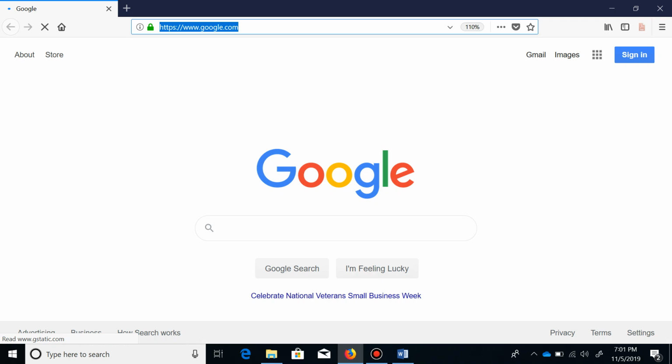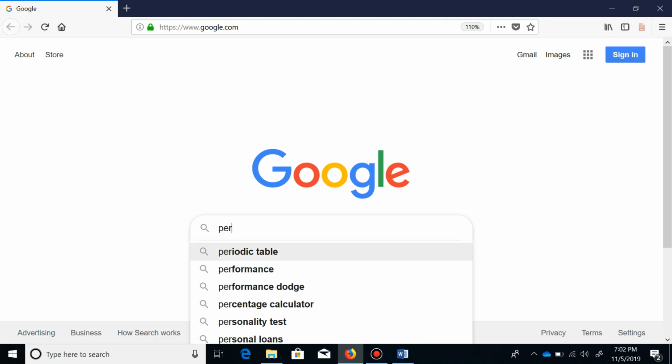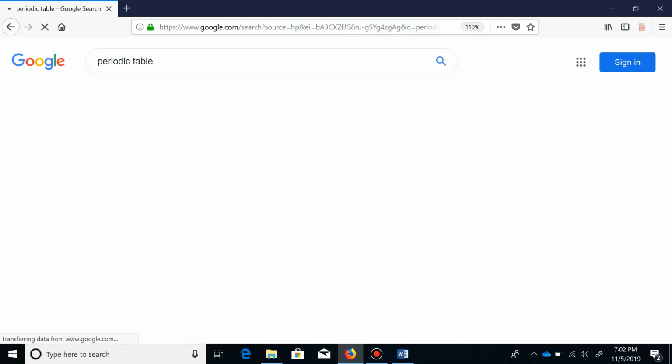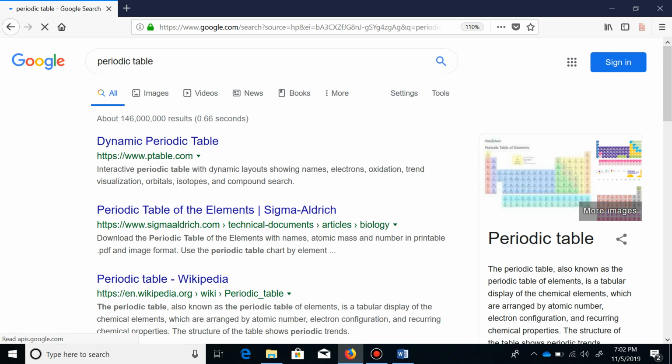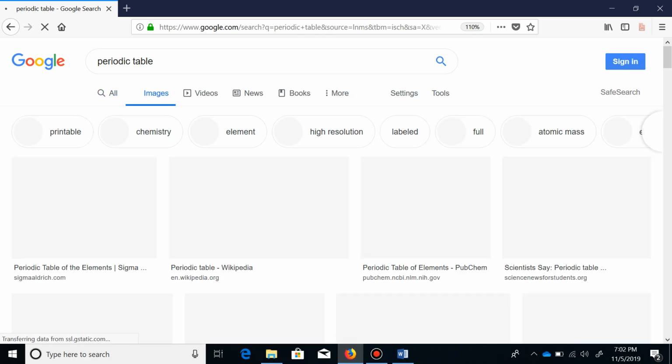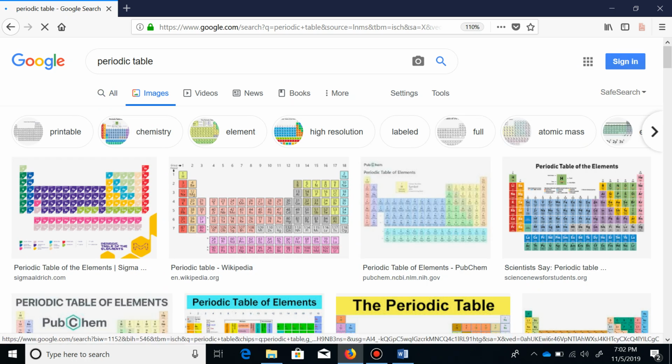I try to find certain ones with names and easy to read. Sometimes they're not. But the periodic table will be important, so I just go to images. In this whole class, we're going to be dealing with the elements. Let me get one with names here.